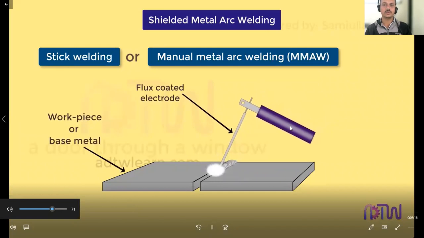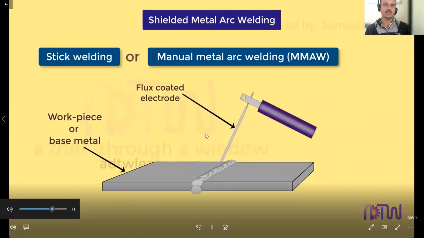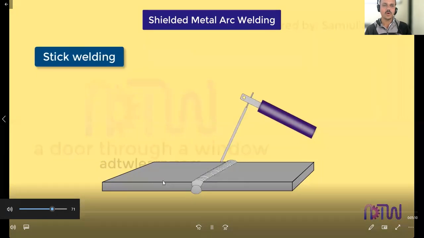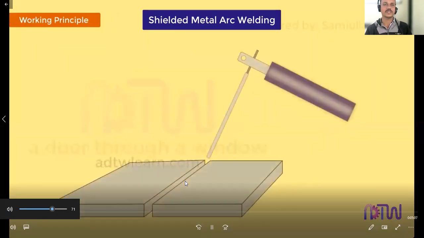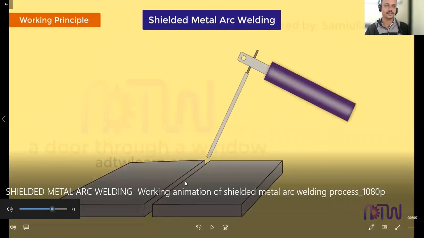So here, this is the electrode holder. This one is the electrode, which is coated with flux. Here are the work pieces, the two work pieces that we have to join. It is the most common welding process seen in any job shop industry.